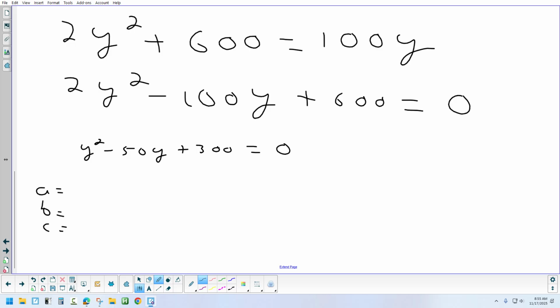When I fill this into the quadratic formula, what's the a going to be? Y squared. What is it? Y squared. So a, b, and c are all numeric. 1. Yep. And what about b? Negative 50. Negative 50. And c? 300. All right. How does the quadratic formula start off?